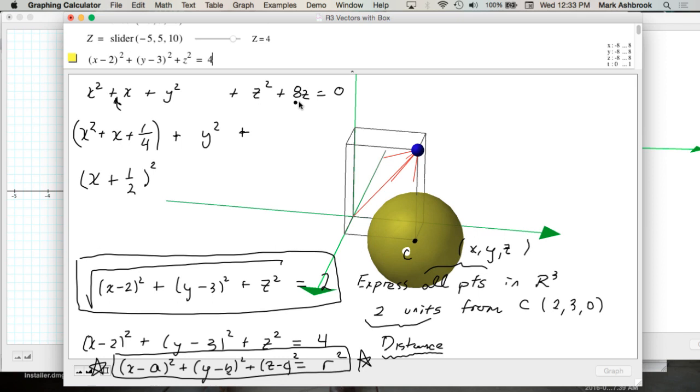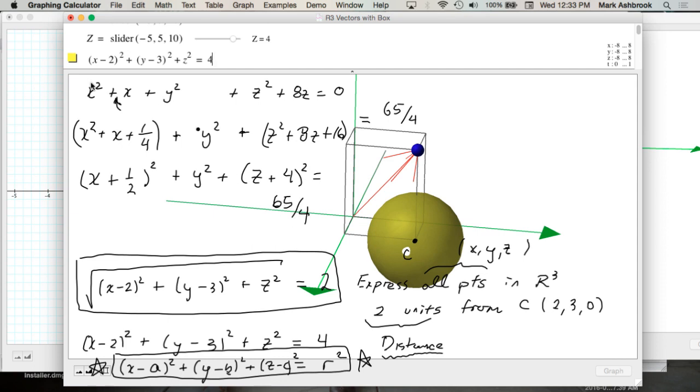And now this one, you're going to add 16. All right. But what did I do? I just added a fourth, and I added 16. Therefore, I need to add those on the other side too to keep the balance, right? I can't just change one side of an equation. I got to change both. So 16 and a fourth is what, 65 fourths? So we get x plus 1/2 squared plus y squared plus z plus 4 squared equals 65 fourths.